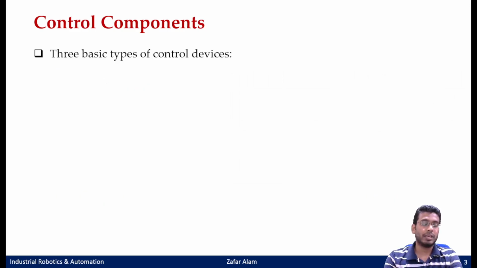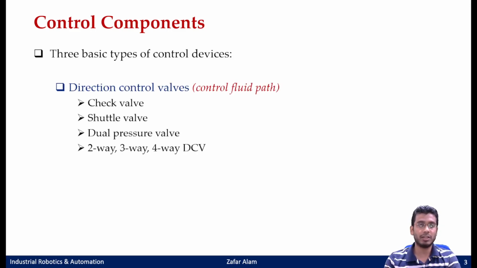So again, there are three basic types of control devices. What we have discussed, we will just have a quick recap of it. The first one is your direction control valves, or DCVs, as they are known in short. That actually controls your fluid path.